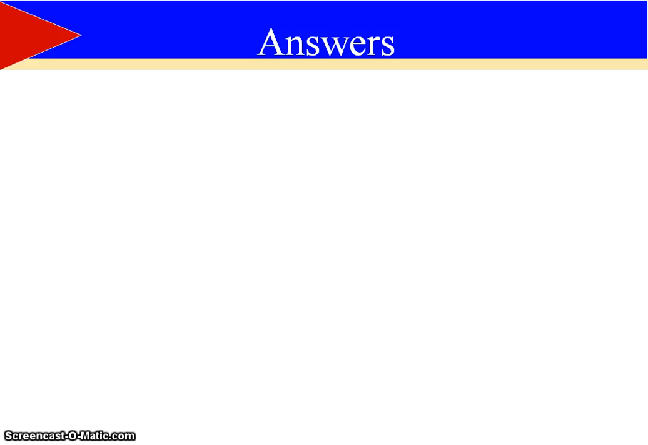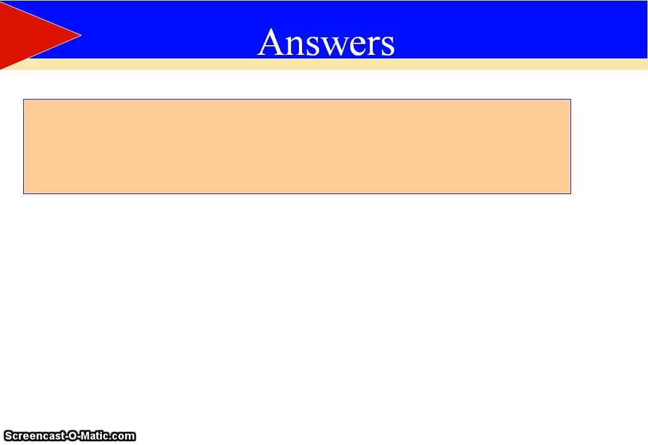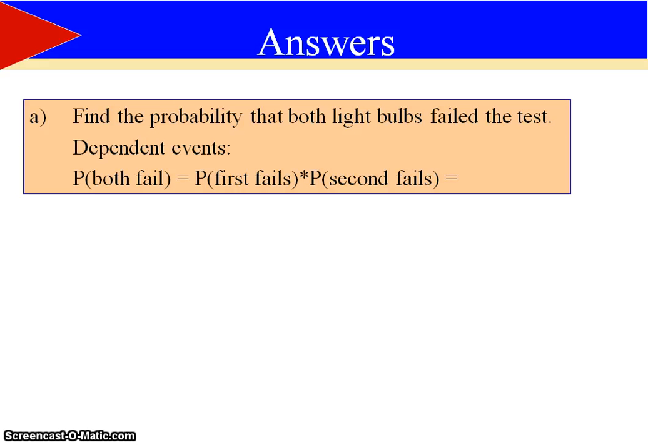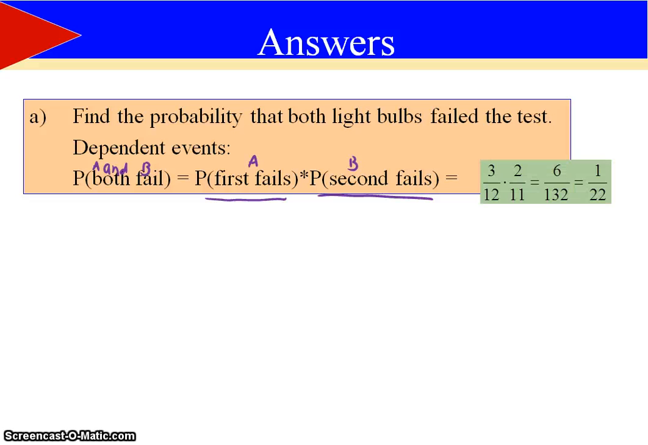Okay, so for A, it says find the probability that both light bulbs fail the test. So both means and. Okay, so the probability that they both fail, they are dependent events. So the probability that they both fail is the probability that the first one fails times the second one fails, because both means and. So you have event A and event B. So the probability that the first one fails, so remember, in the story there were 3 out of the 12 that failed. Okay, so this is the first event. But you took 1 out, and we didn't put it back in, so there was only 11 left in there, and there was only 2 left that could fail. Since it's and, we multiply.